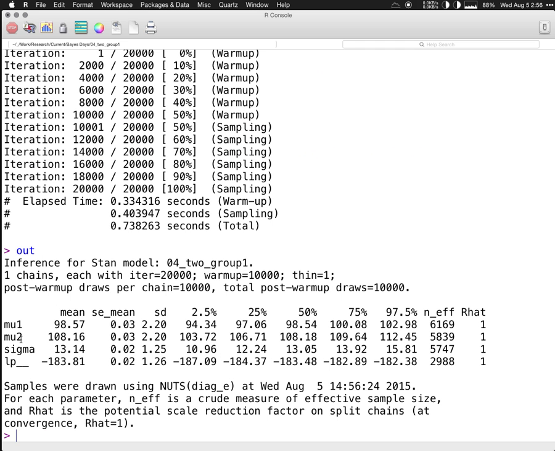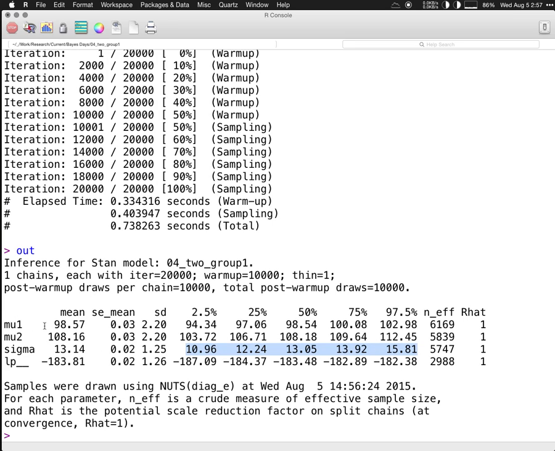So look at out. Now we have 4 rows: LP, sigma, which is common to both. The mean was 13, very close to the 15 that we actually used. The fact that it is a little bit lower than what we used to generate the data might be due to the fact that we used that prior belief distribution on sigma that is peaked at 0. But otherwise, it has a reasonable interval around the values that we actually used.